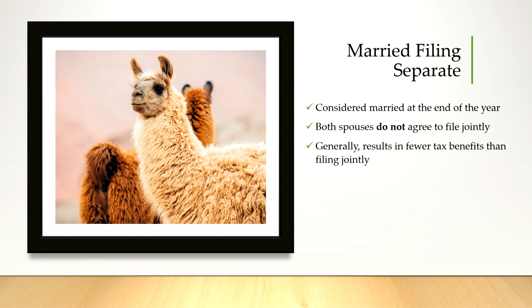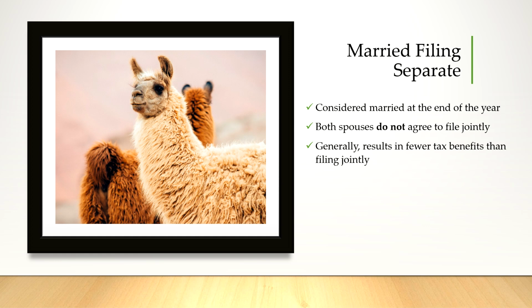If these taxpayers who are considered married at the end of the year do not agree to file jointly, then they would file married filing separate. And as we discussed before, generally this is going to result in fewer tax benefits than if they filed joint. However, some of the reasons why one or both spouses might want to file separate include one spouse has a debt obligation that is going to cause a garnishment of the refund. So things like back child support or back federal or state taxes, past due subsidized loans for education, those might be things that would cause the garnishment of the refund and might cause the other spouse to not want to file a joint return with the spouse who has the debt.